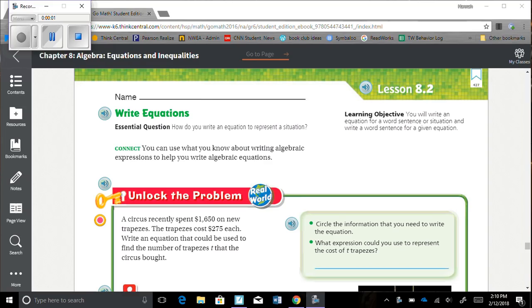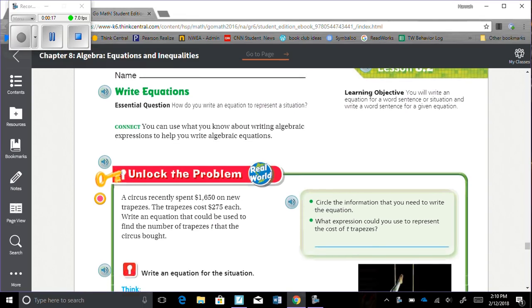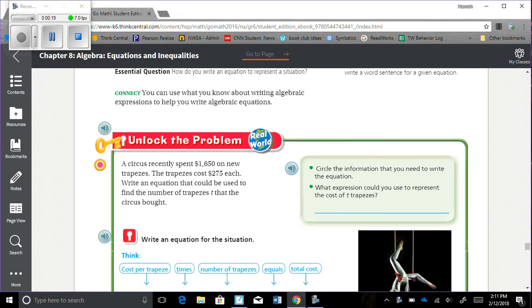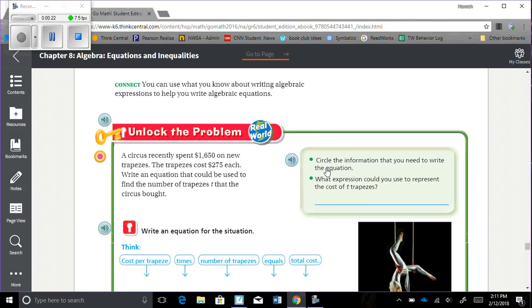Chapter 8, Lesson 2, Write Equations. Our learning objective is you will write an equation for a word sentence or situation and write a word sentence for a given equation. Essential question. How do you write an equation to represent a situation? Connect. You can use what you know about writing algebraic expressions to help you write algebraic equations.